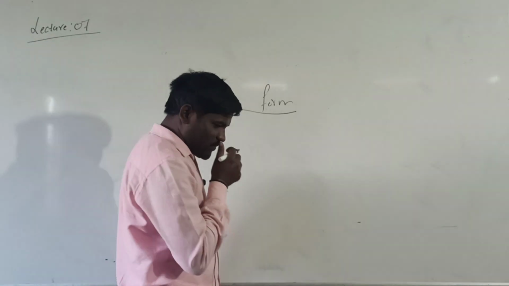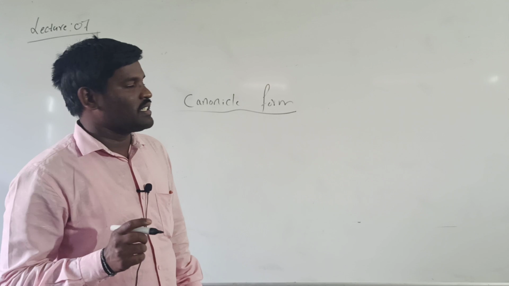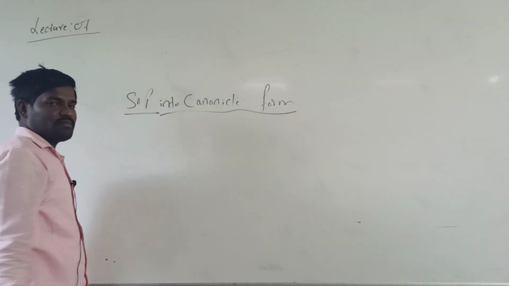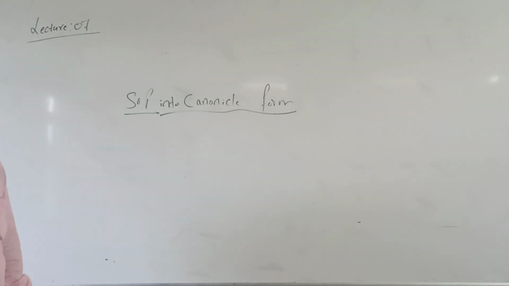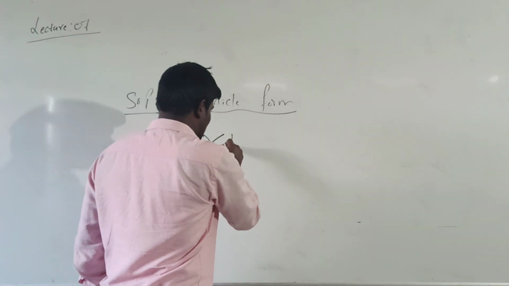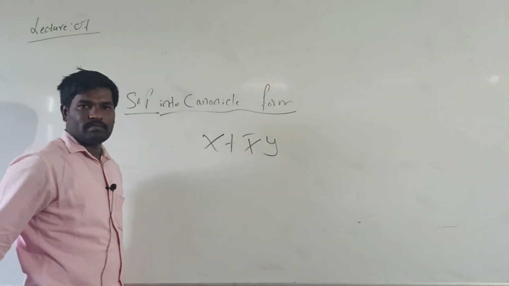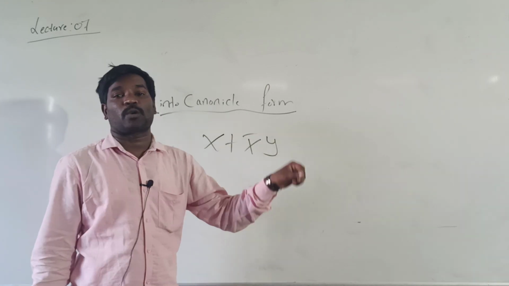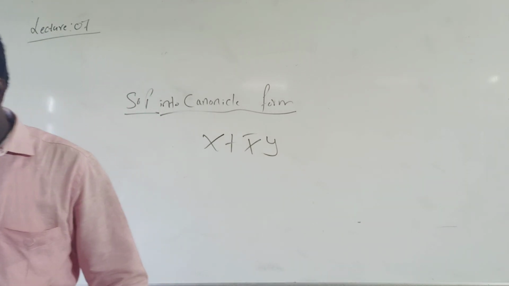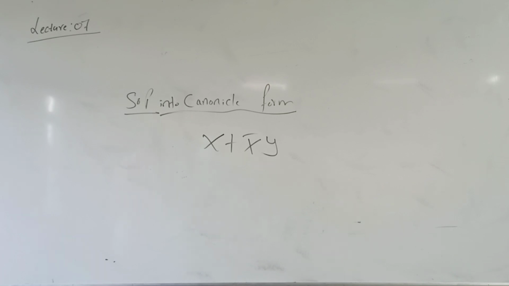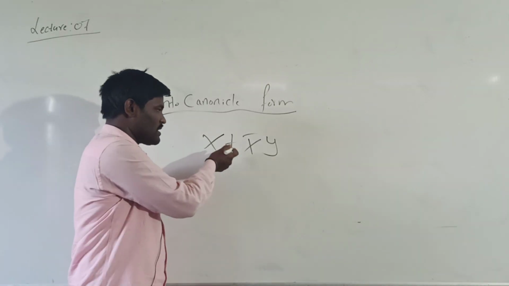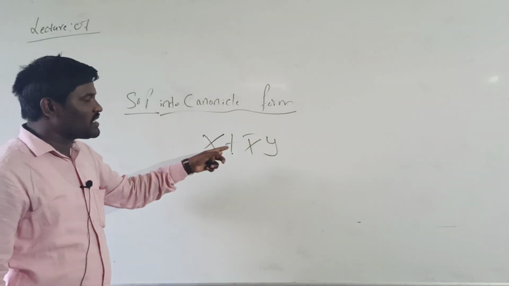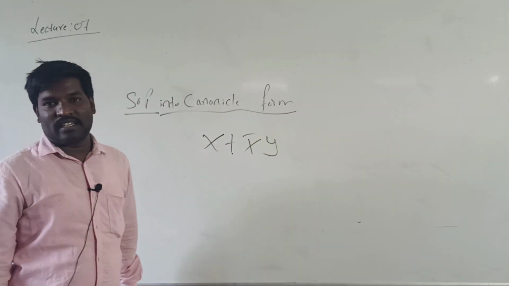Here canonical form means we can convert the given SOP, sum of product, into canonical form. For example, x plus x bar y. This is one SOP. SOP means sum of product. So this is the sum and this is the product. The given SOP is converted into the canonical form.